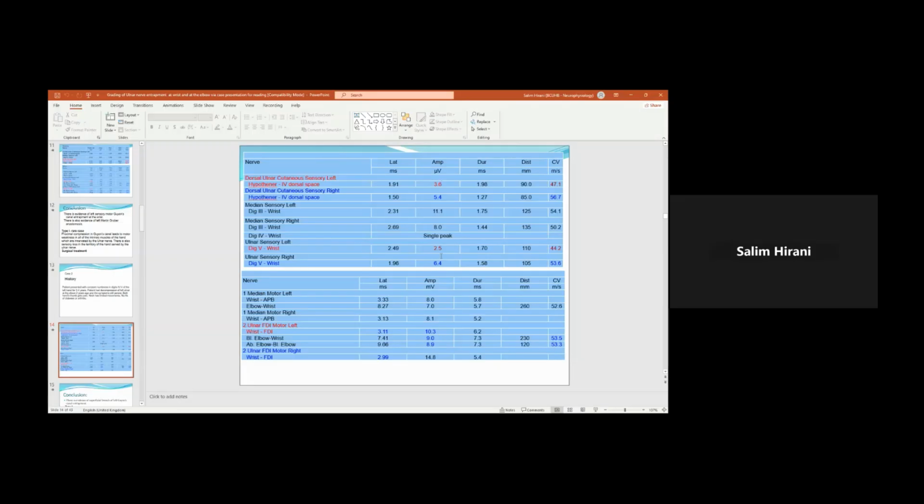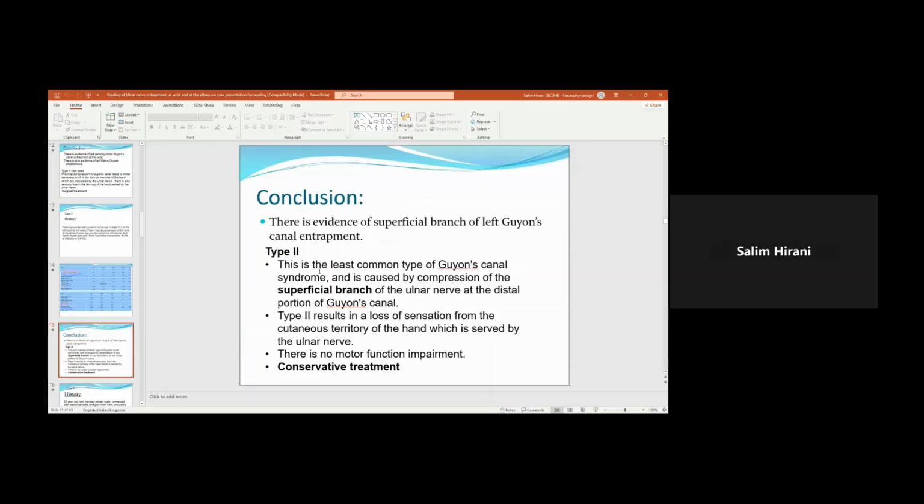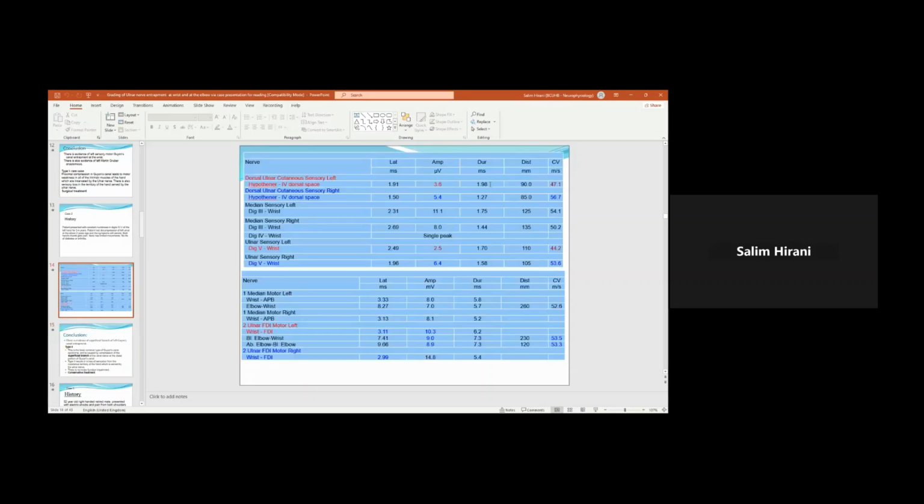So there's a compression below the wrist, which is type 2. That's the superficial branch of the Guyon's canal. So you have more idea that if it is a superficial branch of the Guyon's canal, it will show this type of compression of the nerve, with only sensory nerve involvement.